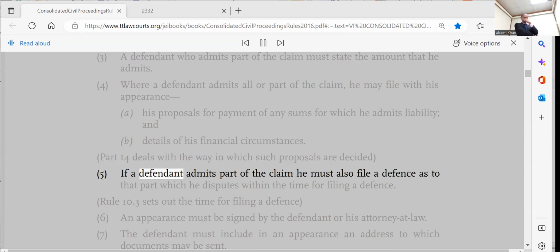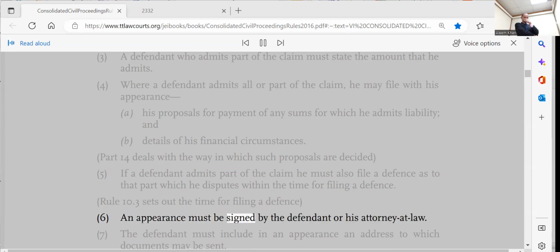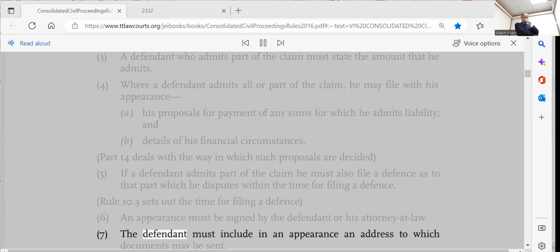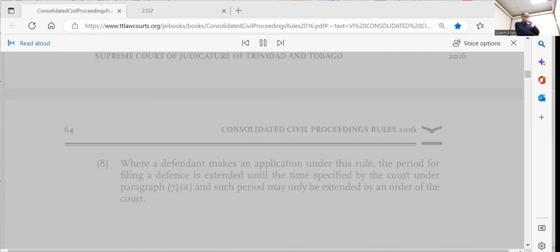5. If a defendant admits part of the claim, he must also file a defense as to that part which he disputes within the time for filing a defense. Rule 10.3 sets out the time for filing a defense. 6. An appearance must be signed by the defendant or his attorney at law. 7. The defendant must include in an appearance an address to which documents may be sent. LN 126 of 2011. Supreme Court of Judicature of Trinidad and Tobago, 2016.